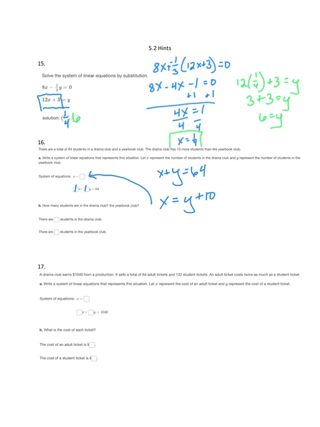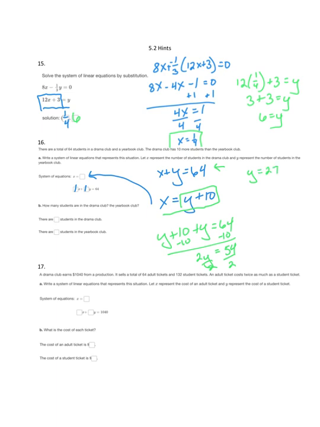All right, and then next we're going to use these two equations to figure out how many students are in each club. So we have one equation here that's already solved for x. So let's substitute y plus 10 in place of x in this equation right here. So we're going to write y plus 10 plus y equals 64. We can subtract 10 from each side. We get 2y, y plus y is 2y, equals 54. We can divide both sides by 2, and we get y equals 27.